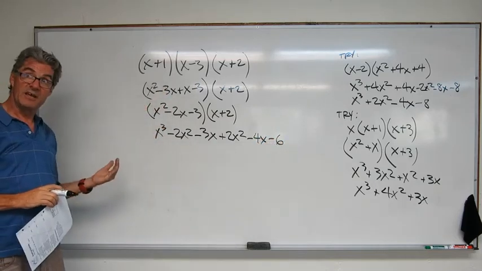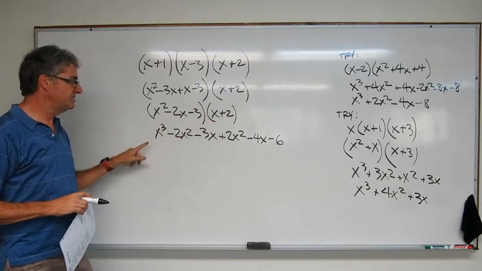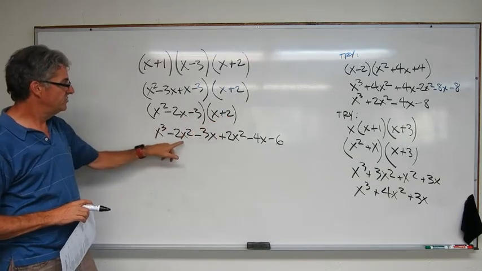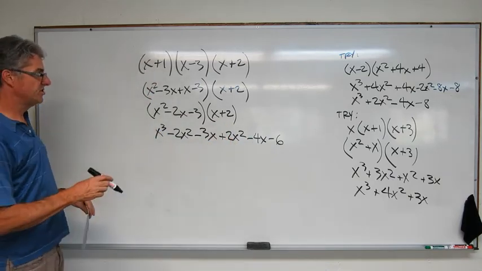Now we can check again like we did before. I have 2 terms times 3 terms. So this step should have 6 terms in it. 1, 2, 3, 4, 5, 6. There you go. So now let's combine our like terms.